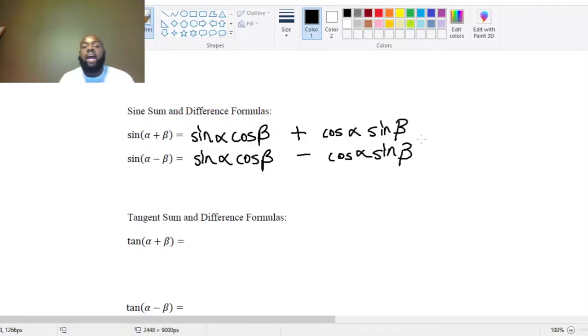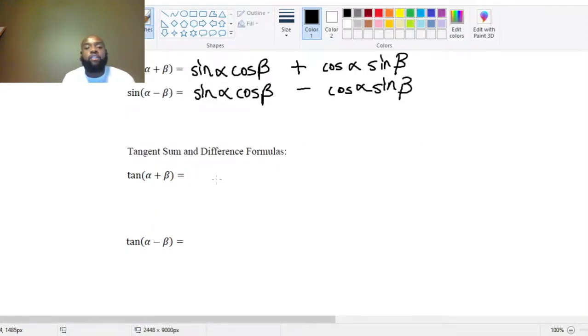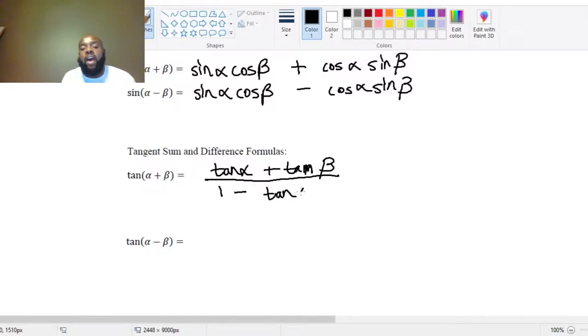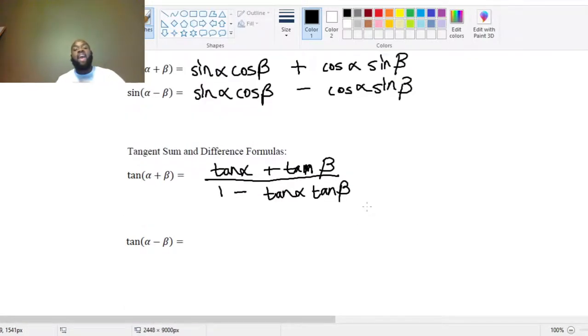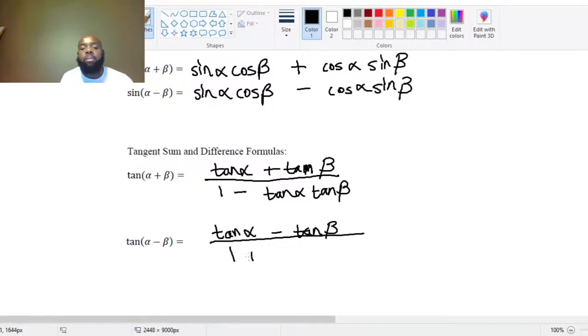All right, and then I'm going to go ahead and give you the tangent sum and difference formulas. Tangent of alpha plus beta equals tangent of alpha plus tangent of beta divided by 1 minus the tangent of alpha tangent of beta. And you can get this formula by basically doing the sine of alpha plus beta over the cosine of alpha plus beta and then simplifying, all right? And again, I'm not going to derive that. The difference formula is going to have tangent of alpha minus tangent of beta in our numerator. And then we have 1 plus tangent alpha, tangent beta.